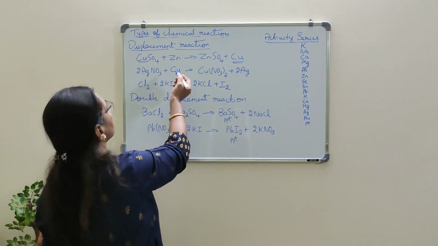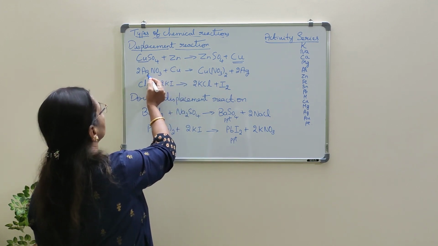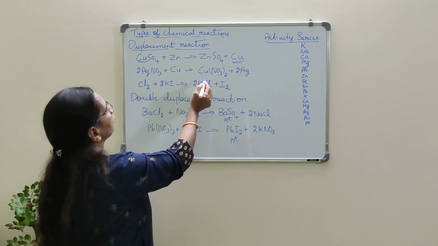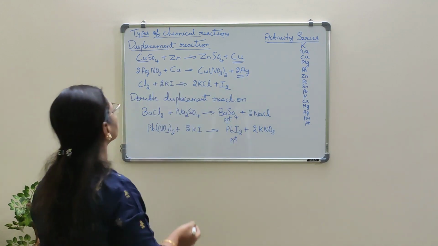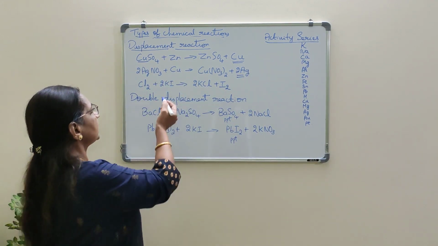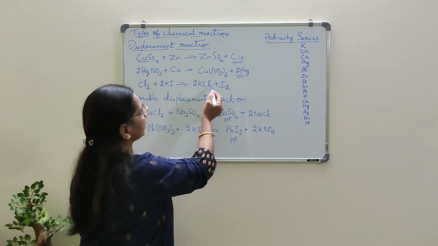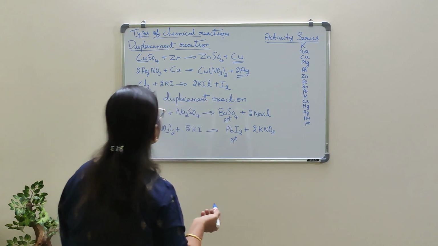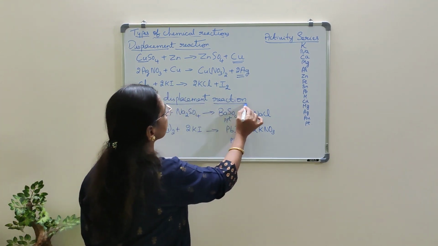Silver nitrate reacts with copper. You know, copper is more reactive than silver, so it will displace silver from this compound, and copper nitrate is formed and silver is displaced here. Chlorine is more reactive than iodine, so it will displace iodine from potassium iodide and forms potassium chloride, and iodine is displaced. So now let us learn about double displacement reaction.